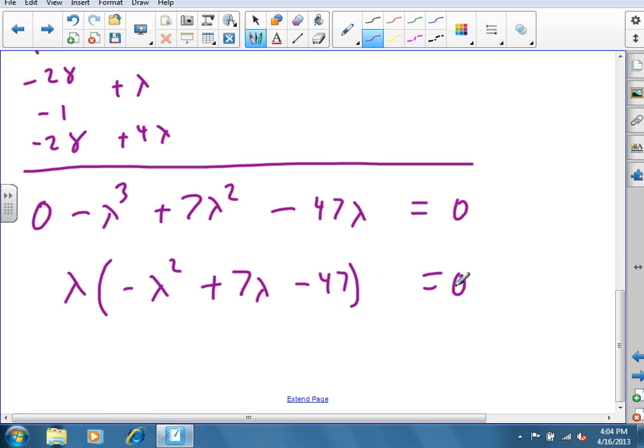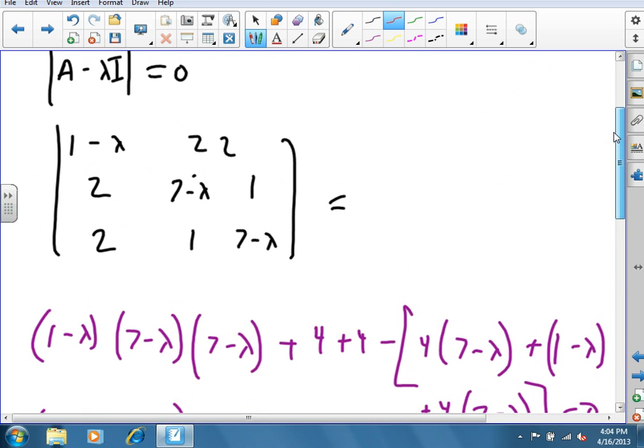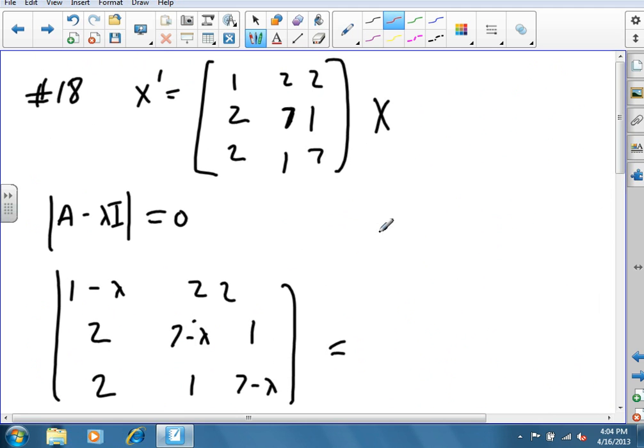These guys are supposed to be easy. I should be able to factor that. So that gives me pause. And at this point, we can't see enough of the board to know whether or not I messed up. 1, 2, 2, 2, 7, 1, 2, 1, 7.